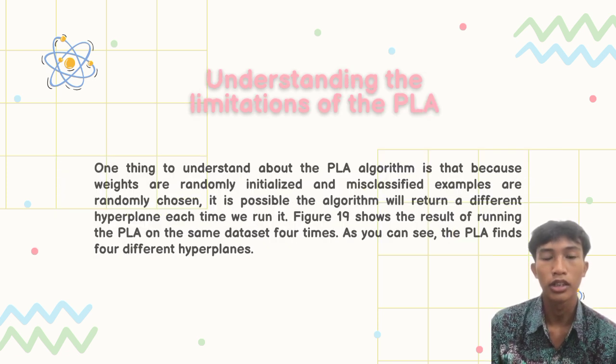Understanding the limitation of the PLA. One thing to understand about the PLA is that because weights are randomly initialized and misclassified examples are randomly chosen, it is possible the algorithm will return a different hyperplane each time we run it.